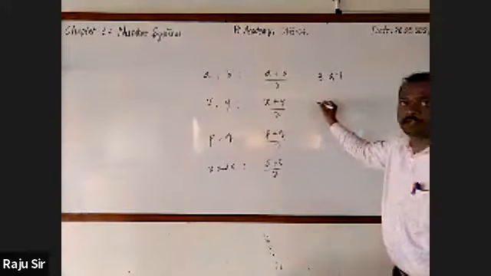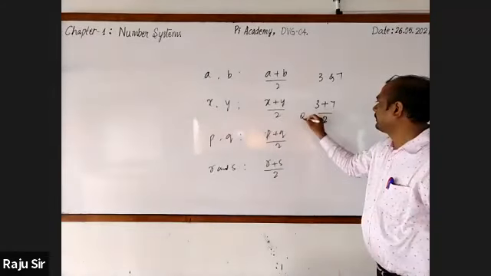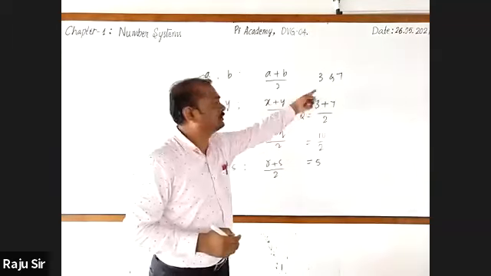See, observe it. It is (3 + 7)/2 = 10/2, which can be written as 5. 5 is a rational number between 3 and 7.